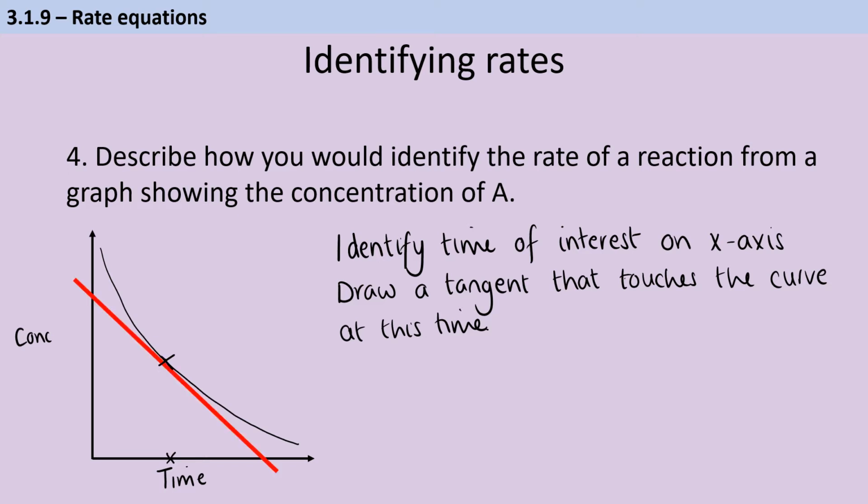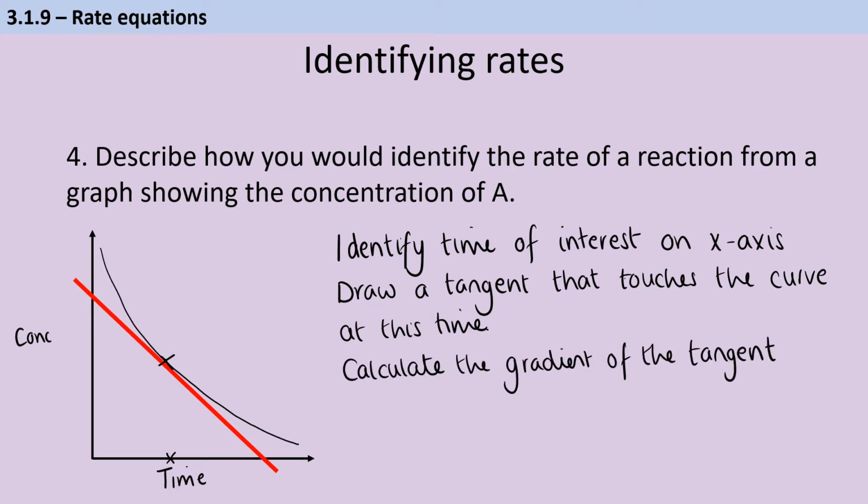As you hopefully know, your calculations are going to be most accurate when your tangent is as large as possible. Then you use that tangent as a surrogate for the curve and you calculate what the gradient of that tangent is. And you do this by looking at the change in y divided by the change in x. And when you have that gradient, that tells you what the rate of that reaction is.